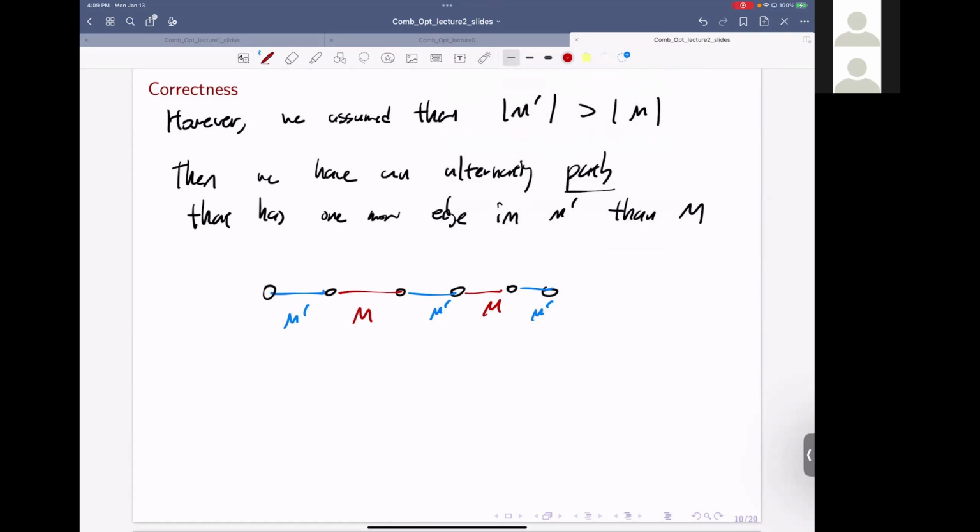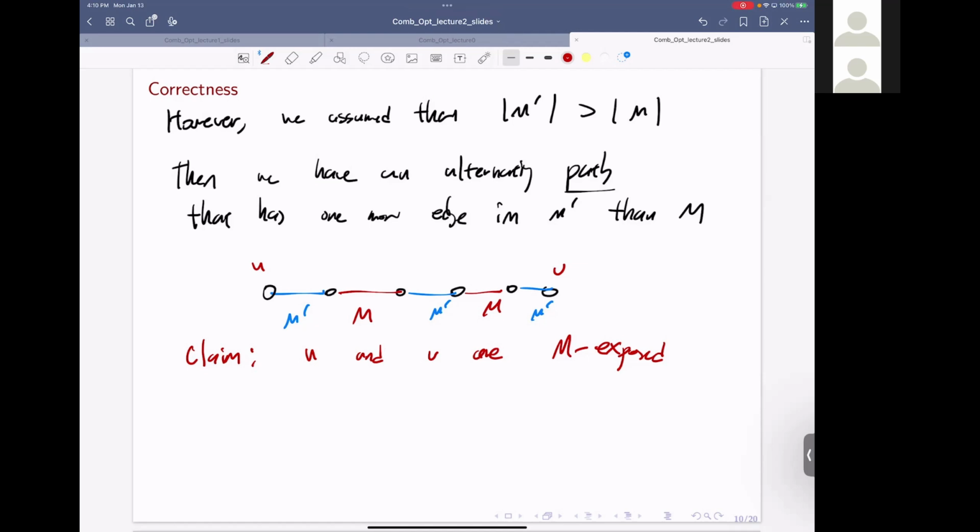Okay. We're almost done. So the last thing to observe is the following. We are claiming that these endpoints U and V are M exposed. So we already have an M alternating path. If you have M exposed vertices at the ends, then we have an M augmenting path. So the last step is to argue that the two endpoints of this path are M exposed, meaning that they are not incident to red edges.